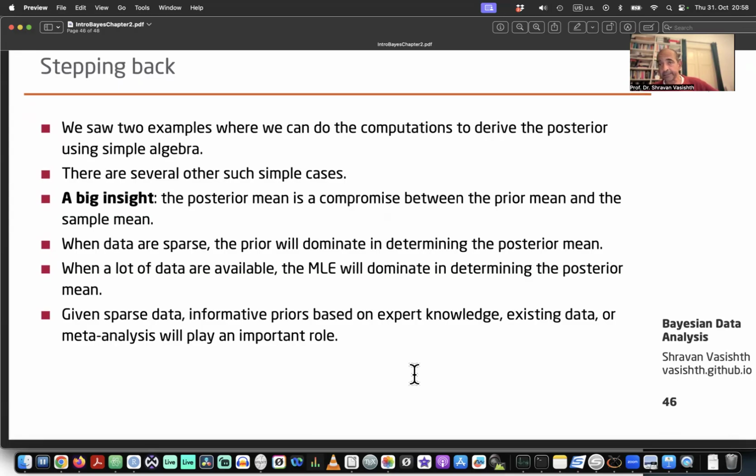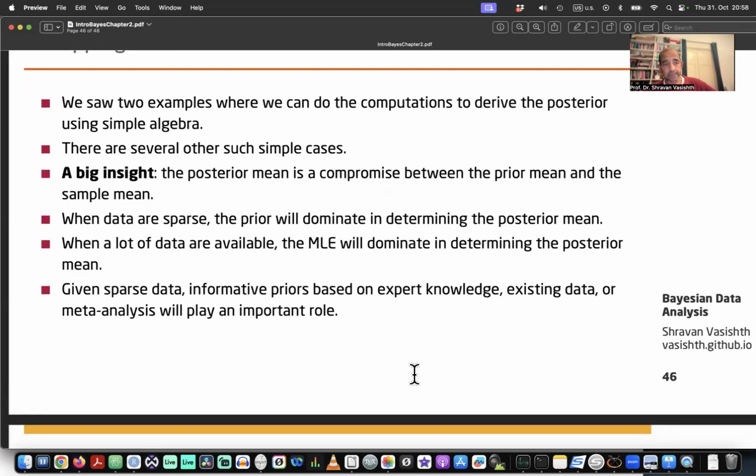One important implication, one last point that I want to make, is that when you have sparse data, one major advantage of the Bayesian approach is that you can use informative priors based on expert knowledge or existing data or previous meta-analyses. And these priors, in the face of sparse data, will then play an important role in determining the posterior, right? There's not much to learn from the data, but you do have prior knowledge about the problem, so you can bring that to bear on your analysis.